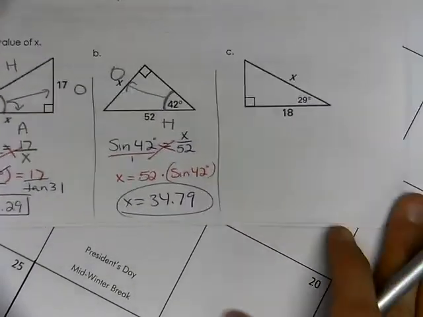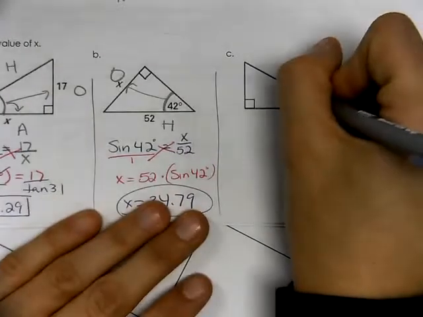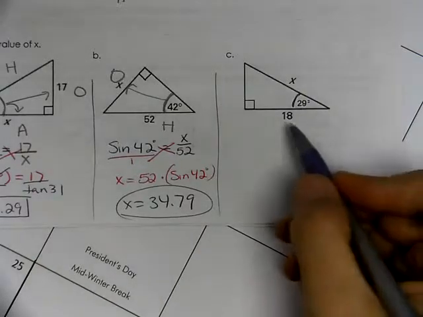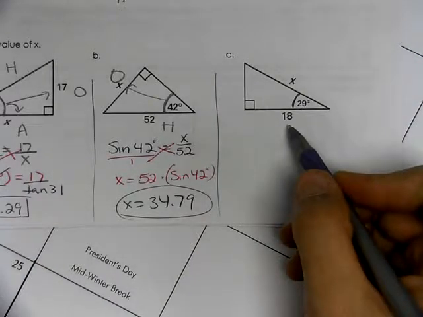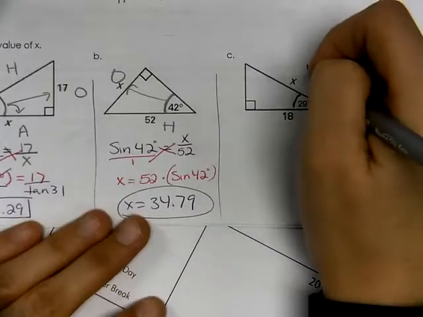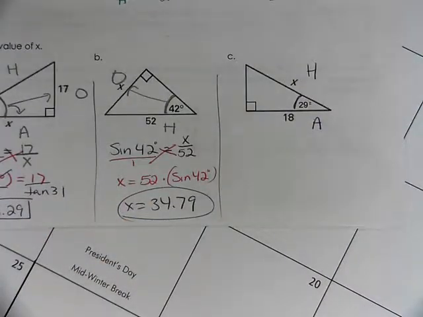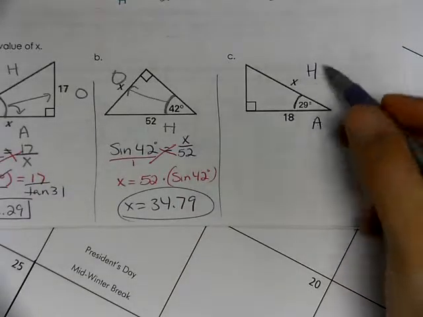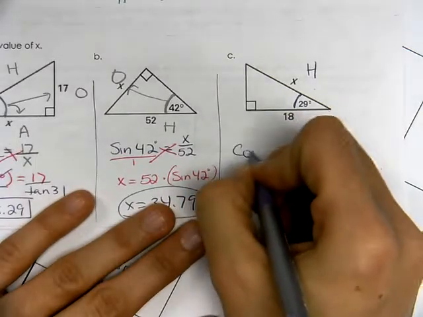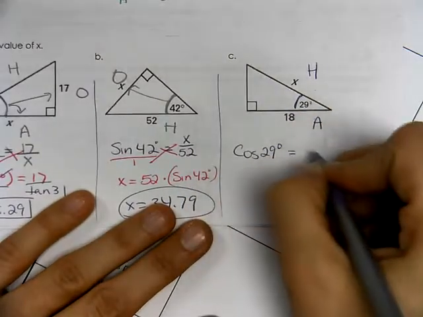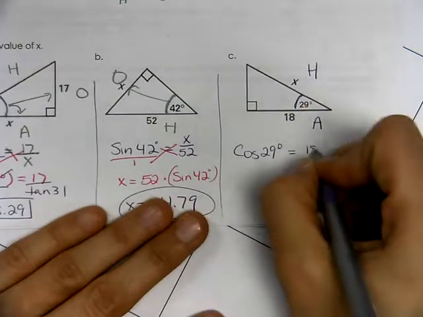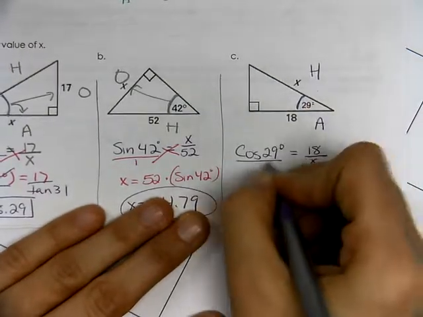Okay, let's try C. So 29 is your angle. So always label your triangle first. 18 is which side? Adjacent. What about X? So am I going to use sine, cosine, or tan? I'm going to use cosine because it's the adjacent and the hypotenuse. So we would say cosine of 29 degrees equals, it's always the adjacent over the hypotenuse, 18 over X.